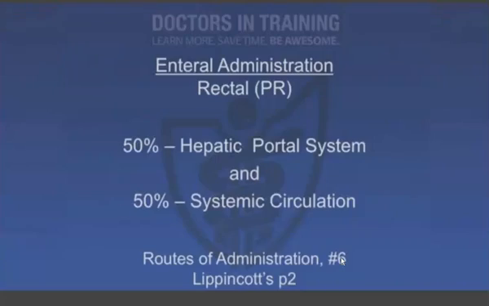About 50% of drug that is absorbed through the rectum is shunted to the hepatic portal circulation, but about the other 50% goes directly into the systemic circulation, so that's very beneficial, that a lot of the drug will miss that hepatic first pass metabolism.